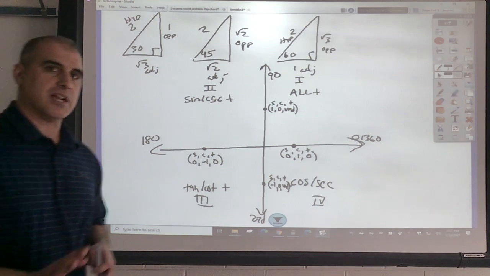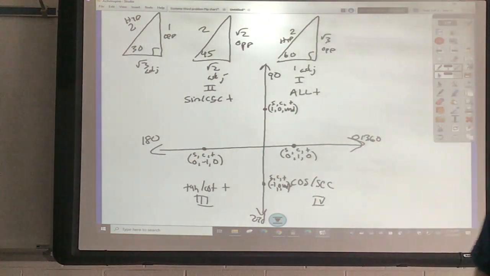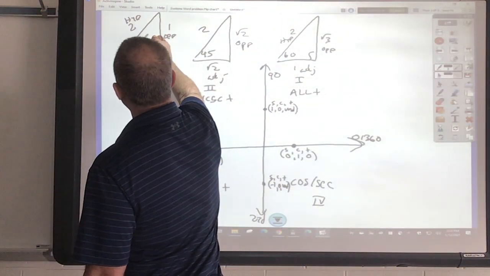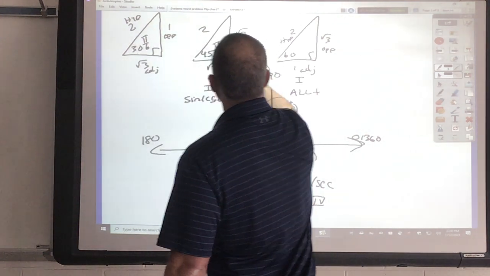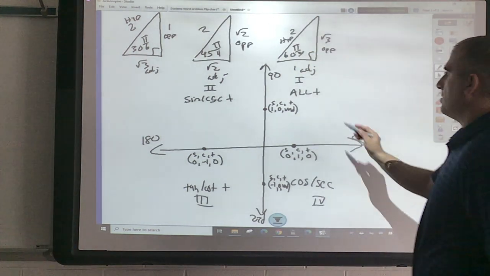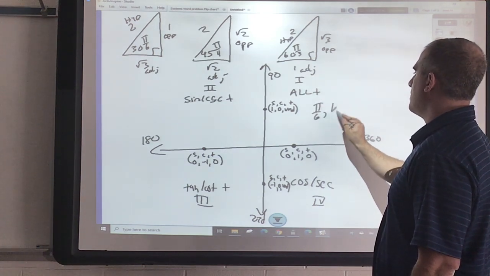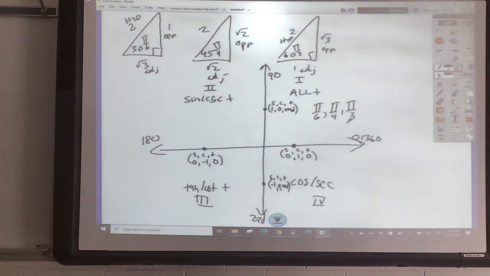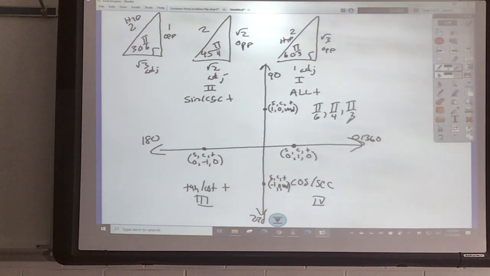Now we want to introduce the concept of radians. To a certain degree, radians are actually easier. Now, we learned that this is going to be pi over 6, this will be pi over 4, and this will be pi over 3. So in this quadrant, you have pi over 6, pi over 4, and pi over 3. If we were in a normal class setting, we would convert all of the other ones to radians.